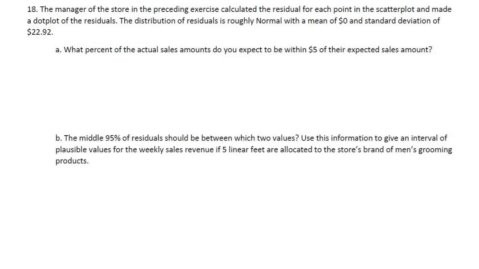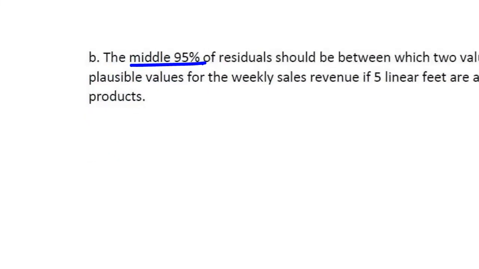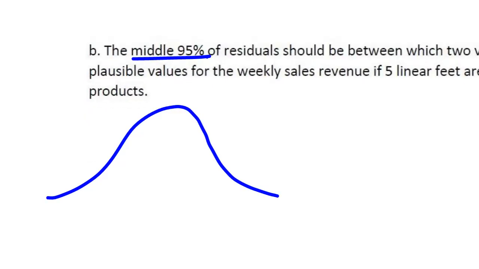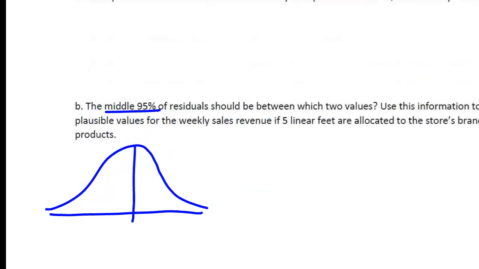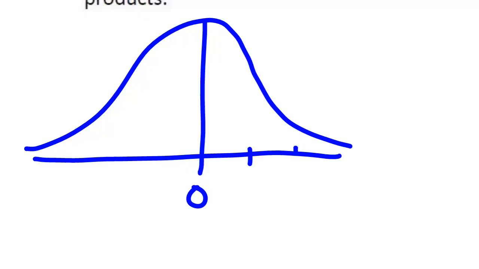Excuse me. So 18B says the middle 95% of residuals should be between which two values? Use this information to give an interval of plausible values for the weekly sales revenue if 5 linear feet are allocated to the store's brand of men's grooming products. So what I'm thinking of, middle 95%, it says up above here, we have a mean of 0 and a standard deviation of 22.92.